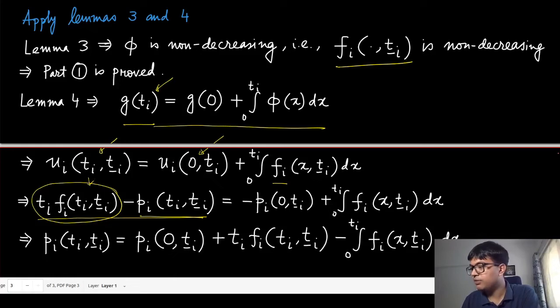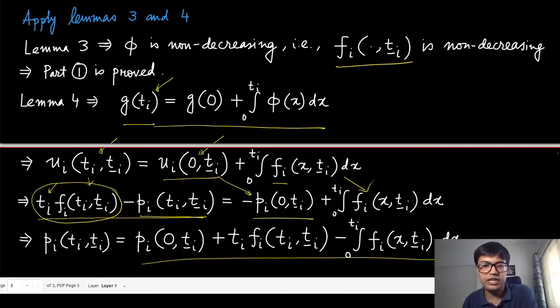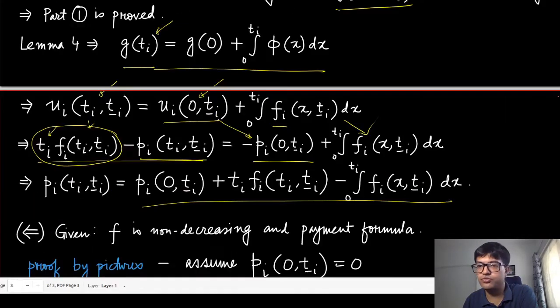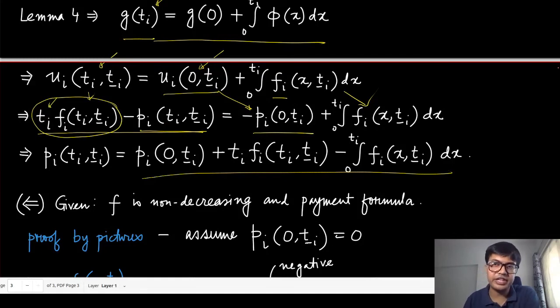And now, because ti is equal to 0, the first part disappears, and only the payment part shows up, so this part only remains to be minus pi(0, t-i). And for the last part we have the same expression as before. Now you just rearrange and you get the payment formula that we wanted to prove. So this proves the forward direction, that whenever we have a DSIC mechanism, it should satisfy these two properties.